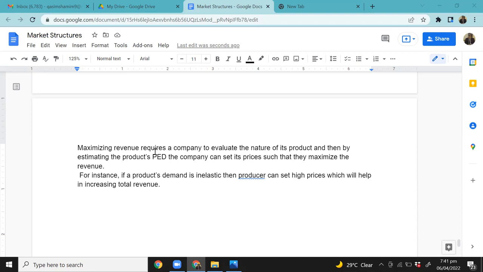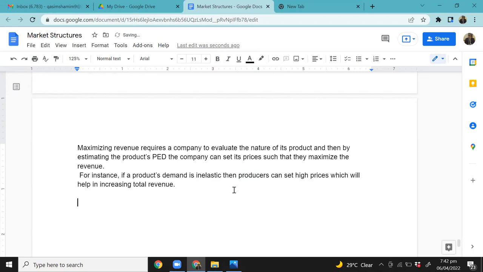On the other hand, when the demand for a good is more elastic, you need to reduce price to increase total revenue. Is this making sense or not? So these are the two things that you can mention over it.